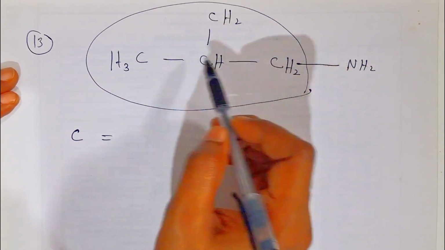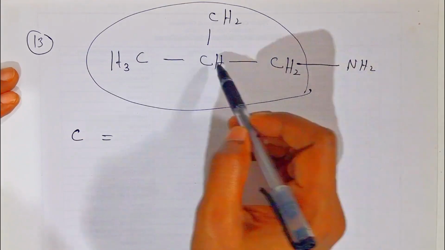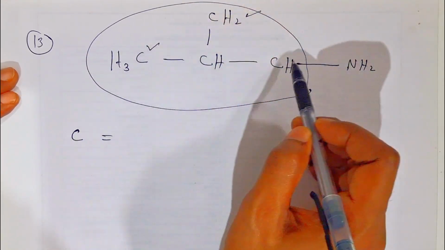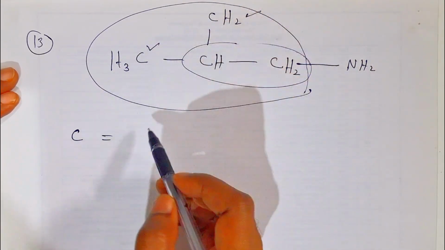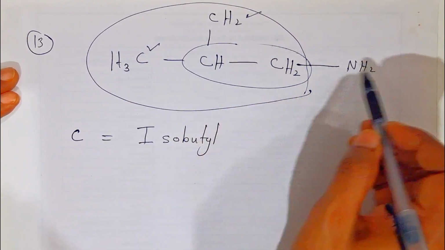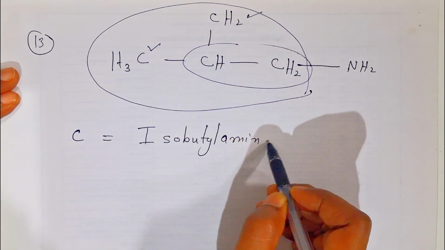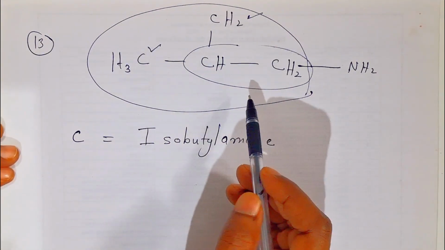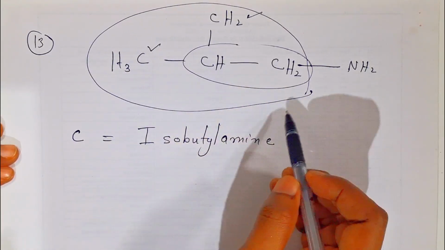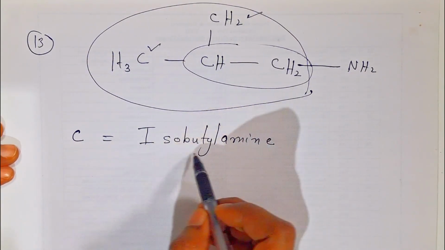Okay students, why is it iso? If you are understanding here, the methyl, here is also methyl. So it is called isobutyl and it is attached to amine, so isobutyl amine. Okay students, so understood which type of alkyl it is? So isobutyl, and it is attached to ammonia, so we call it isobutyl amine.